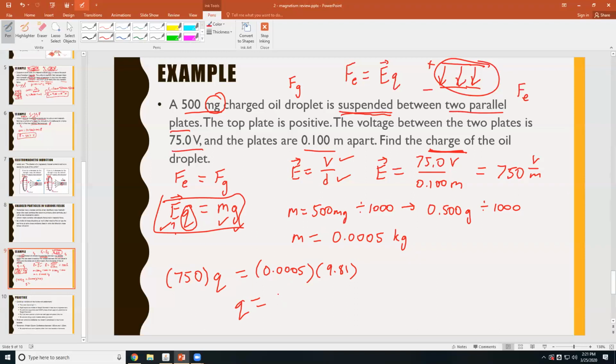So we have got 6.54 times 10 to the negative 6. And of course, charge is measured in coulombs.